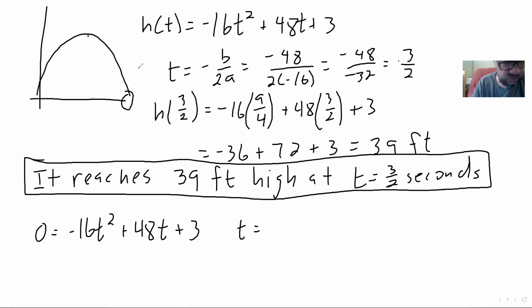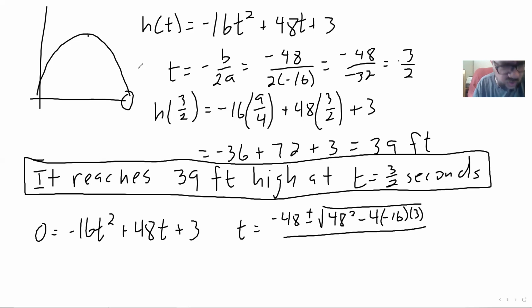t equals minus b plus or minus the square root of b squared. So 48 squared, I have no idea what that is, minus 4 times a, which is negative 16, times c, which is 3, all over 2a, so negative 32. That looks a bit messy, so I have no interest in doing that by hand. I'm just going to jam it into a calculator. I'm going to use Desmos because it'll graph it at the same time, which will be nice.